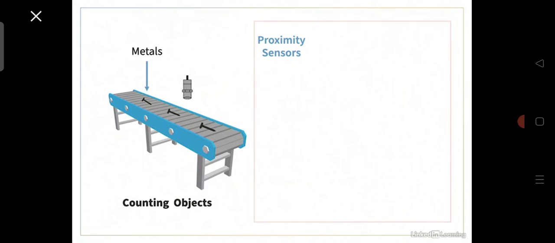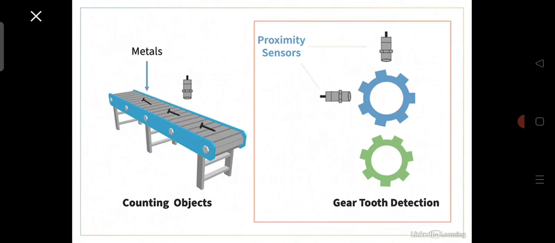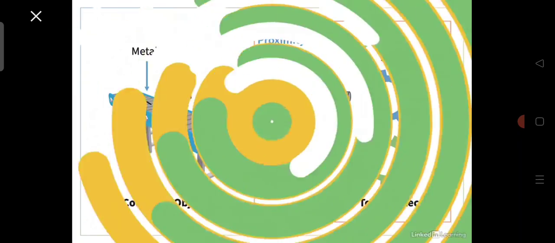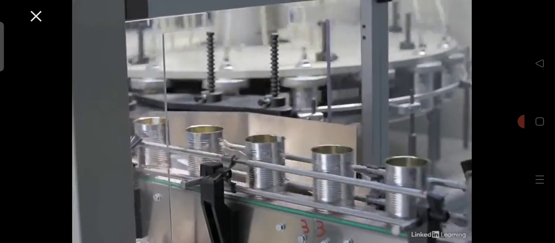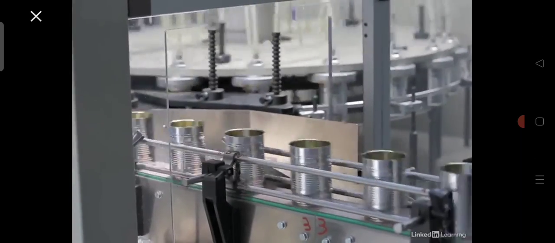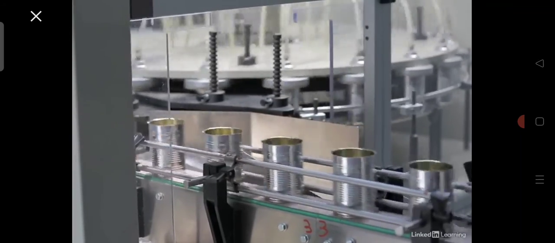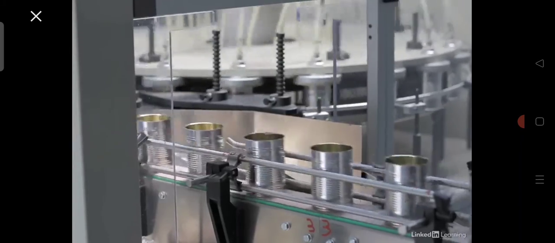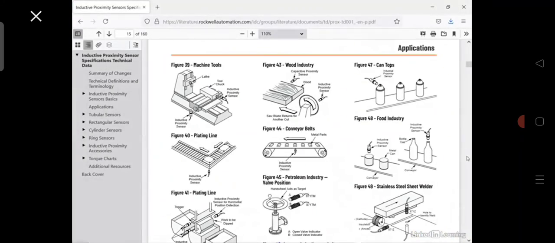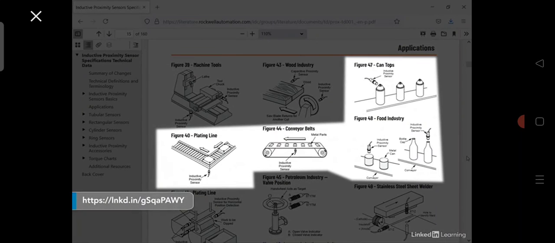Here are a couple of examples of using inductive proximity sensors. Applications like counting metals on a conveyor belt or gear tooth detection for motion monitoring. Other examples like in beverage processing applications. Inductive proximity sensors are used for counting metal cans or for position detection. Notice in the examples here that inductive proximity sensors are used whenever there is a metal target.